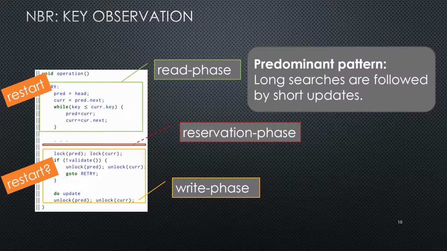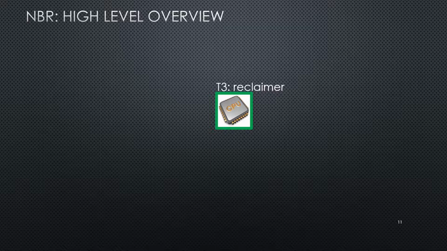So NBR leverages this data structure design pattern to realize safe memory reclamation. Let's see at a high level how NBR leverages this observation. In NBR, whenever a thread retires a record, it stores that in its own local buffer. After it has retired enough records, it will send neutralizing signals to all the other threads to express its intention to reclaim. These signals are nothing but POSIX signals.